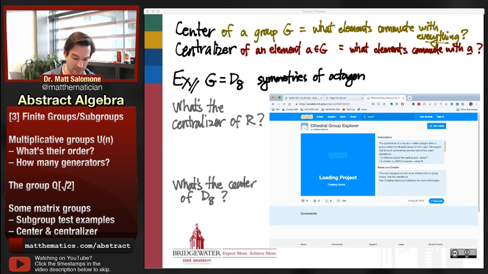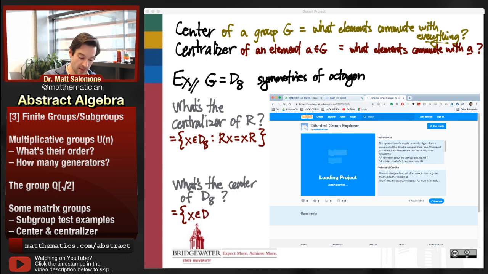So while this thing is coming up, let's also write out the definitions of this. The centralizer of R, just to be specific about what I'm asking here. This is the set of all elements in my group that commute with R. In other words, Rx is equal to xR. That's what we mean by the centralizer of R. Right? These are all the elements which can be placed on either side of R without changing the answer. And the center is going to be the set of all elements in my group x such that for all g in D8, gx is equal to xg.